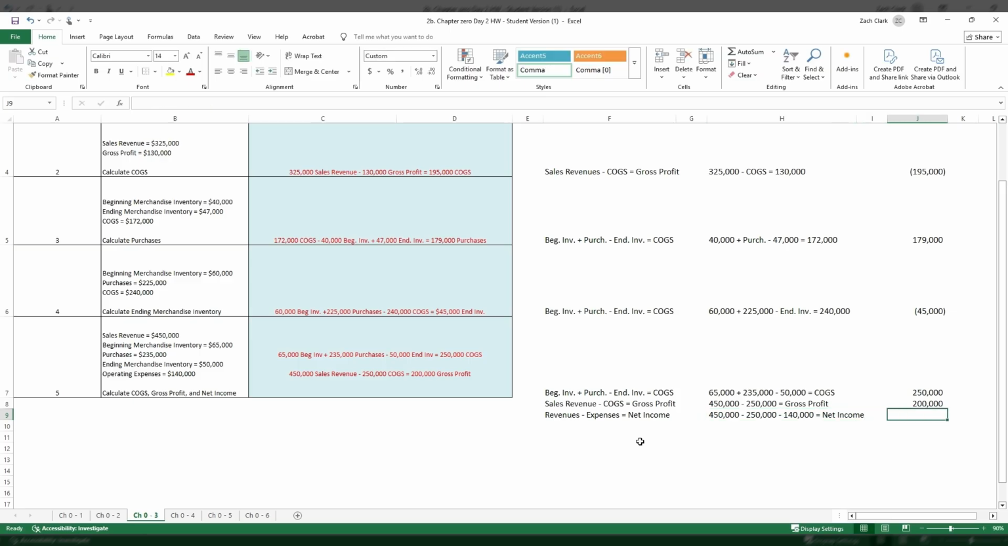Another way we could have written this to be a little more efficient, I guess, but I like writing this out just so you all are really clear what's happening. We could have taken gross profit as our starting point because the first two numbers, 450 minus 250, that is gross profit. So we could have just put 200,000 there. If you want to calculate net income, you would say revenues minus expenses. Another way to say that is gross profit minus operating expenses. But let's just do it this way. So we will calculate this out now. 450,000 minus 250,000 minus 140,000 comes out to 60,000 of net income.